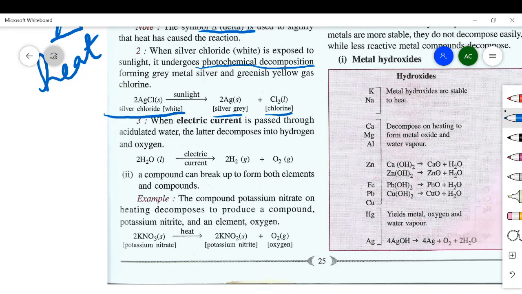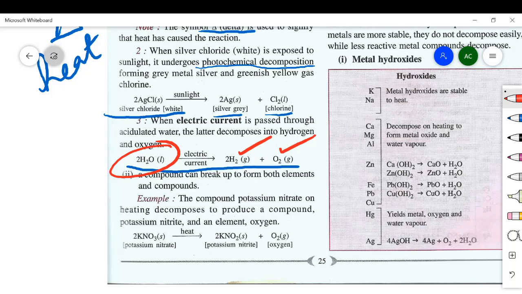Now we'll see the example of electric current also. This is a very important reaction which we keep on telling you in the classes. Suppose you want to take out hydrogen and oxygen from a water molecule, so you have to pass electric current, and passing electric current through the water molecule will lead to the formation of hydrogen and oxygen gases. Now look at this example here. One liquid reactant is breaking down into two gaseous products.